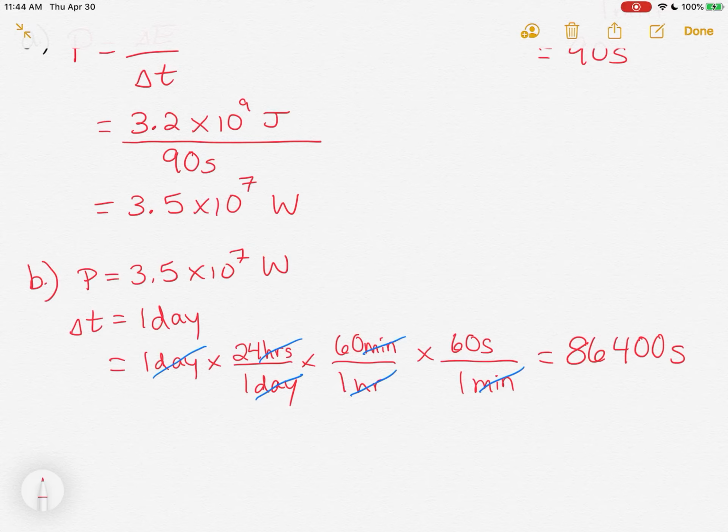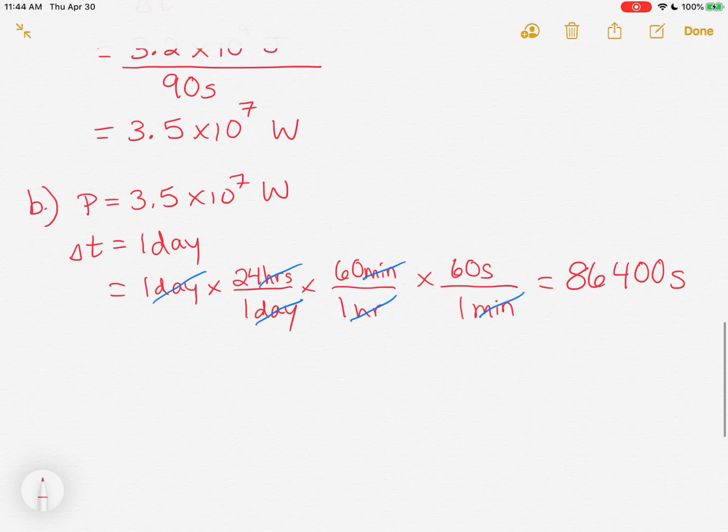Okay. By no means do you need to memorize how many seconds there are in a day, but it's not a bad number to have in your back pocket rather than having to do the conversion every single time. If you do the conversion every single time, that's absolutely fine. But often in power questions, they'll give you 1 day as your time unit, and it needs to be in seconds to be able to go into the power equation. And so it's not a bad number to memorize.